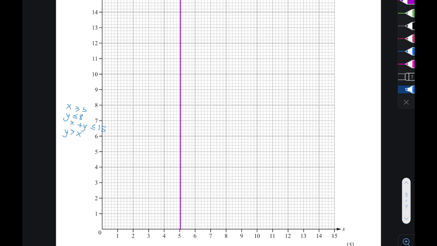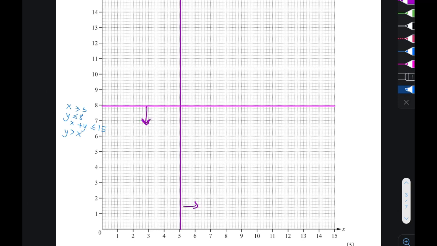Now, the next one is Y is less or equal to 8. That one too is a very firm line. Go to the Y-axis, you locate your 8, and then you draw. Then you have X plus Y is less or equal to 15. Before we even go there, I keep forgetting this thing, but we have to do it. We said the first one is X is greater or equal to 5. That means that X is increasing, is going to the right of that line. And then Y is less than or equal to what? 8, right? So that means that Y is going downwards because it's less than or equal to 8.